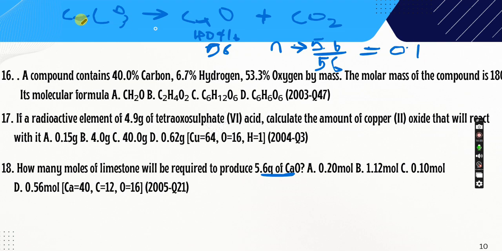Since from the equation of reaction, 1 mole of this is producing 1 mole of this, definitely 0.1 mole of this will be required to produce 0.1 mole of this. So we don't need to disturb ourselves. The answer will be option C, 0.1.